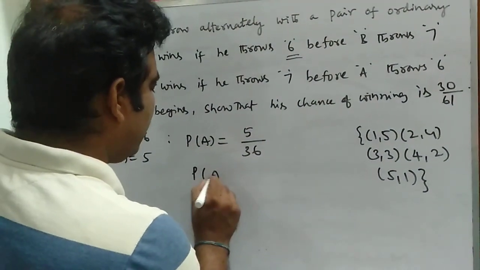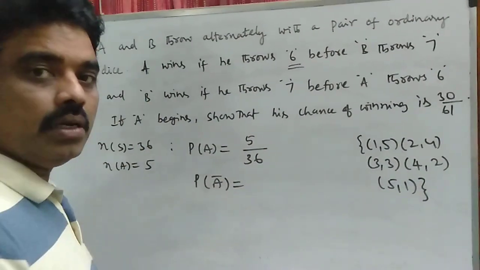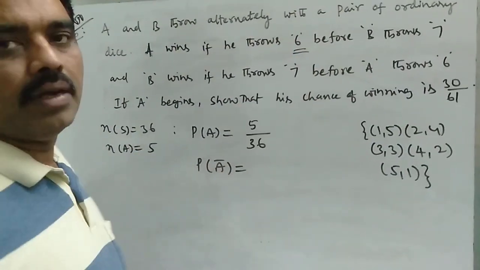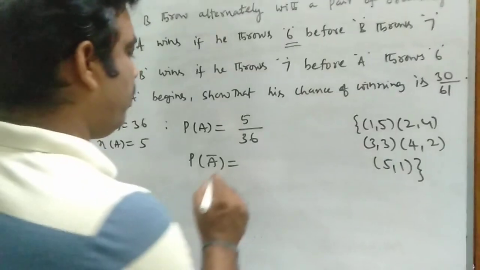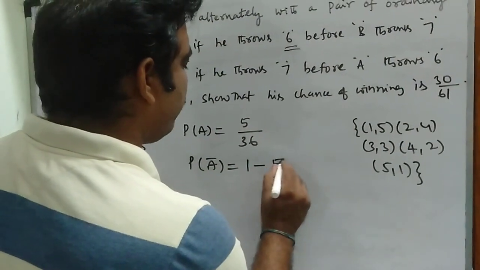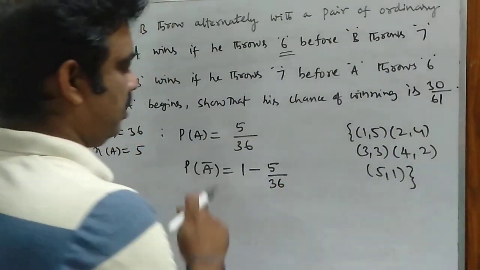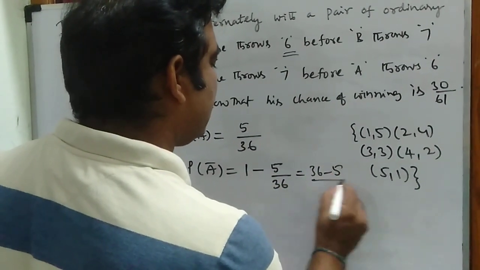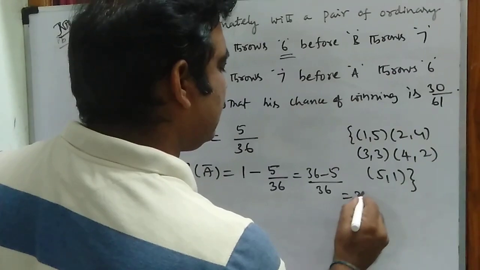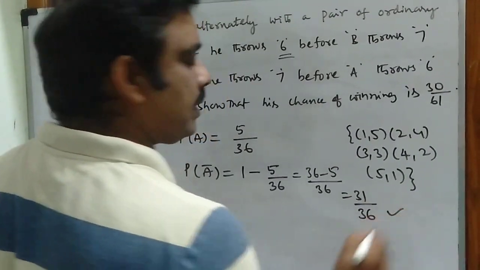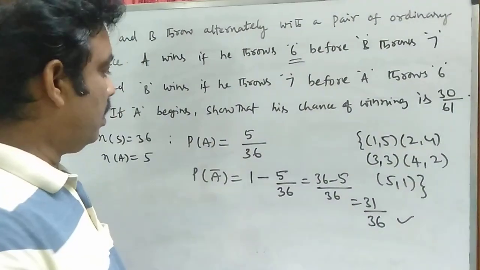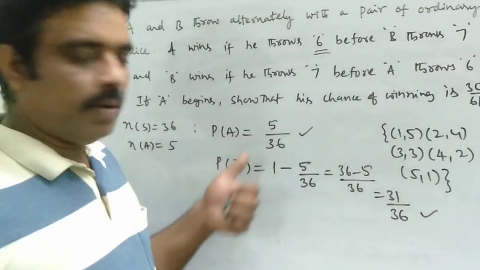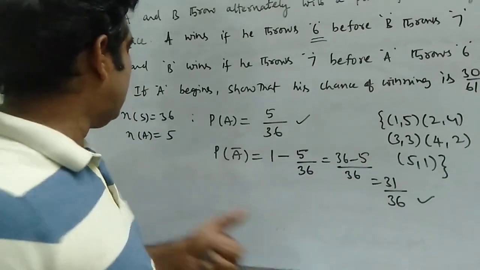And P of A bar. A bar means the probability of not throwing 6 by the candidate A. That can be done by 1 minus P of A, 1 minus 5/36, or 36 minus 5 over 36, that is 31/36. So I am finding all the requirements: P of A, and P of A bar is 31/36.